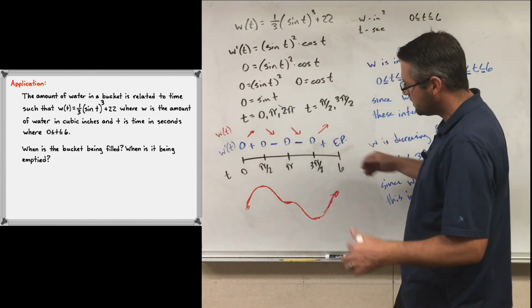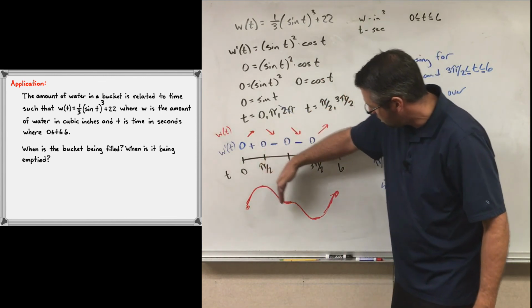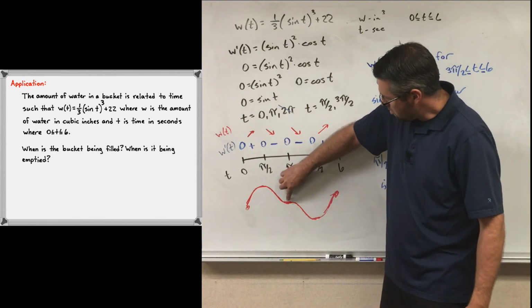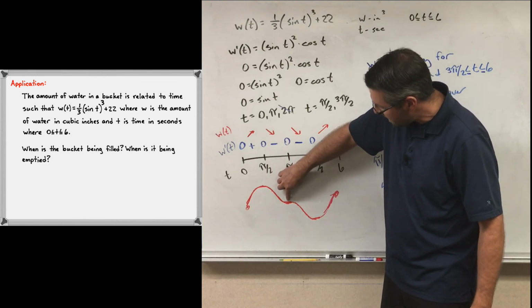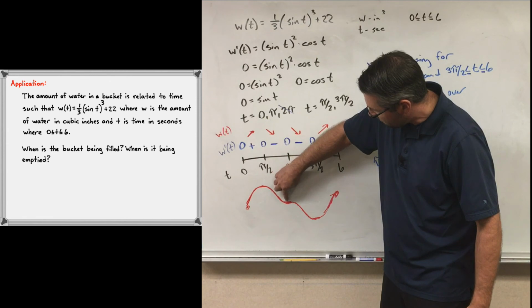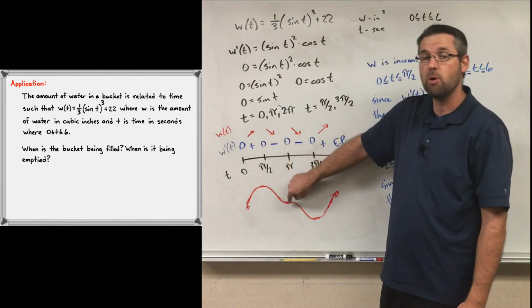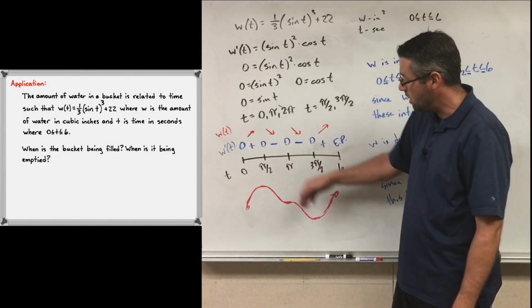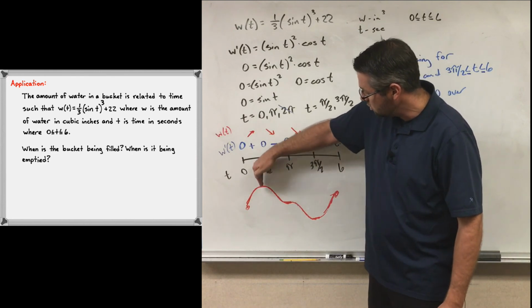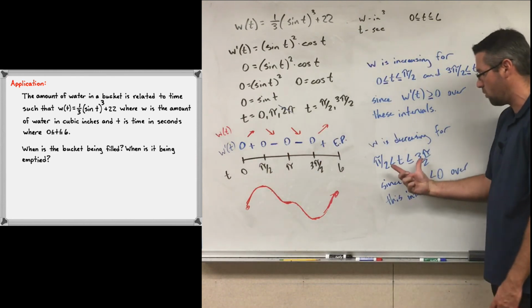Well, where is it decreasing? It's decreasing from pi over 2 all the way to 3 pi over 2. But the derivative is 0 at this point. Yes, but every point before it is higher than it, and every point after it is less than it. So that is a point that's included in that interval. That's why I only wrote one interval there.